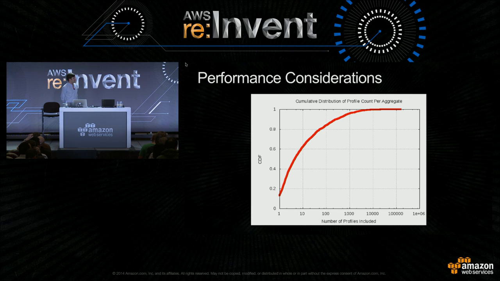So I suspect for a lot of people in the audience, the last time you saw a cumulative distribution function was perhaps in graduate school. And this one describes the profile count per aggregate file. And that's a really long tail. I'll break it down for you.